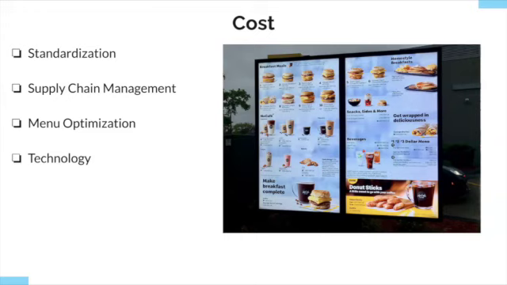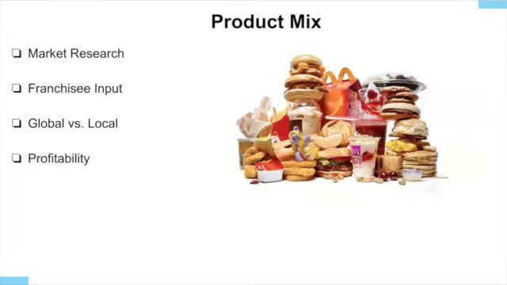Menu optimization: menu items are carefully evaluated for profitability. Low performing items may be removed and recipes might be tweaked to use less expensive ingredients while maintaining taste. Technology: McDonald's invests in technology to streamline operations and reduce waste. This can include automated ordering systems, inventory management software, and energy efficient kitchen equipment.